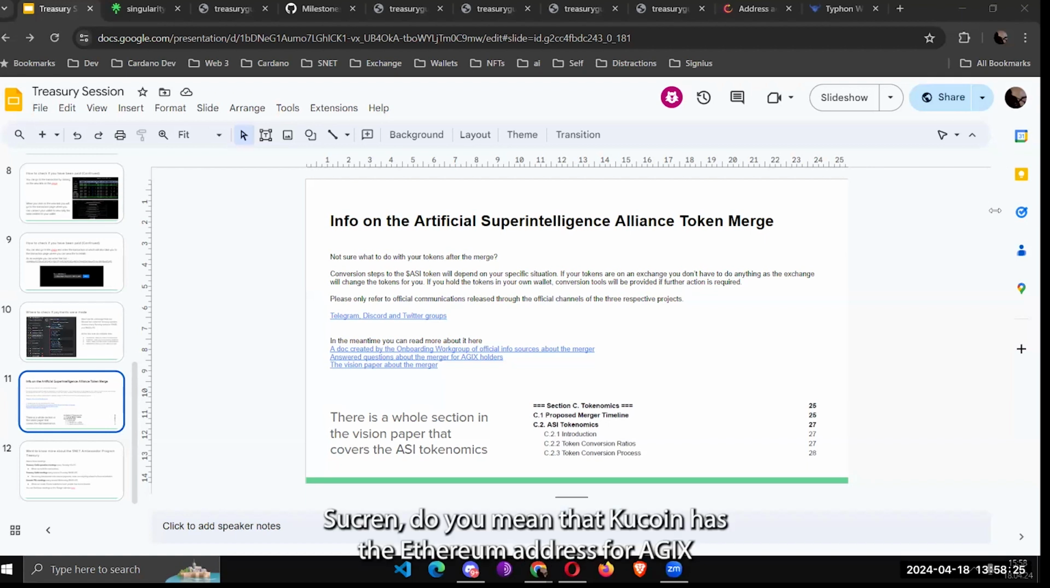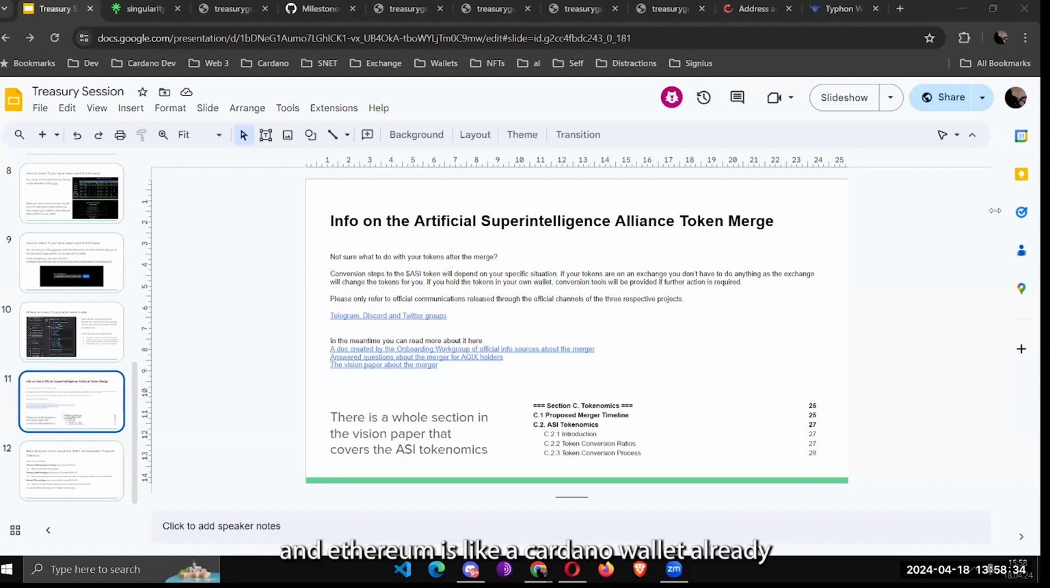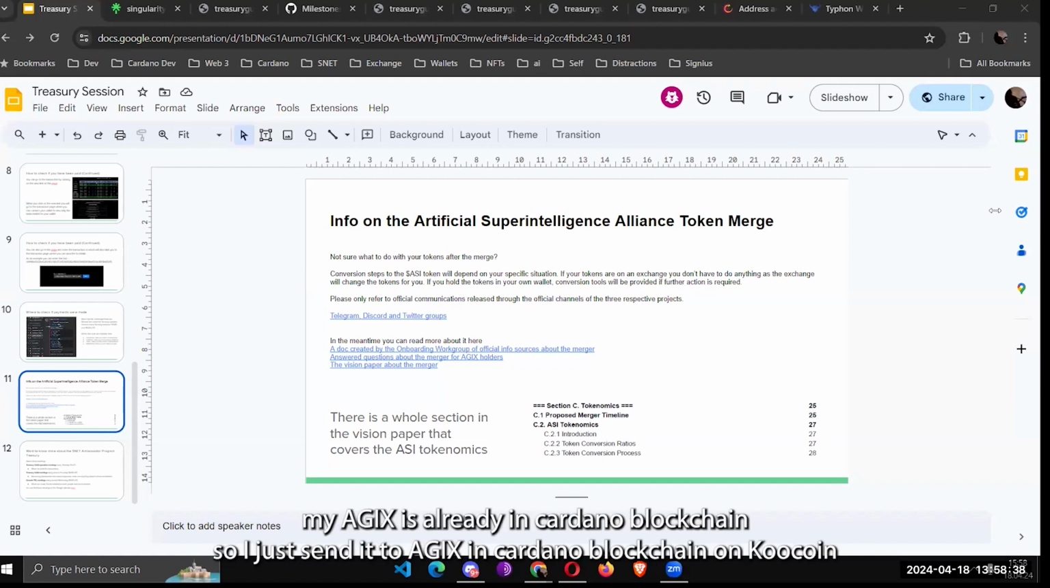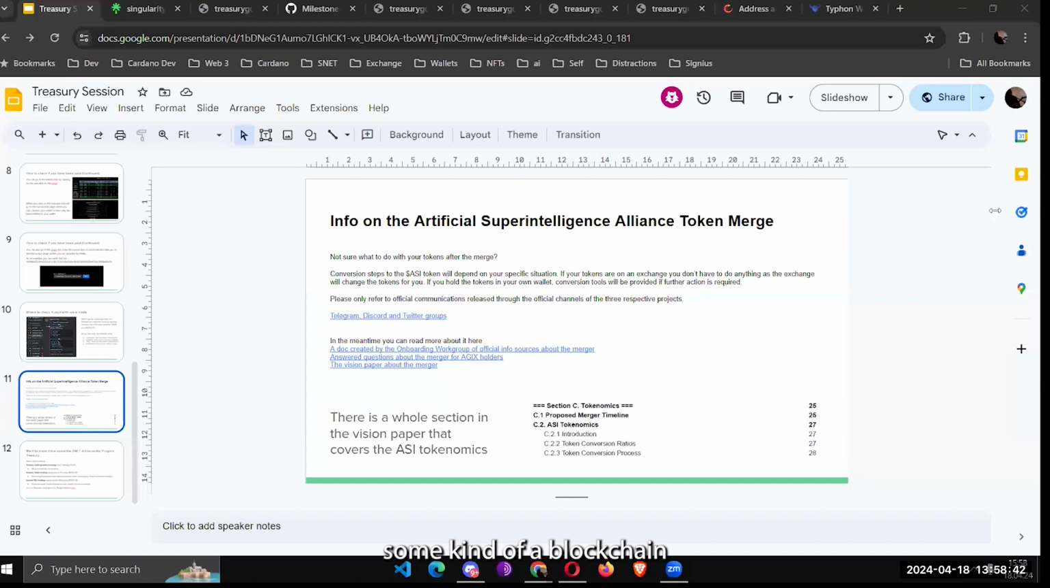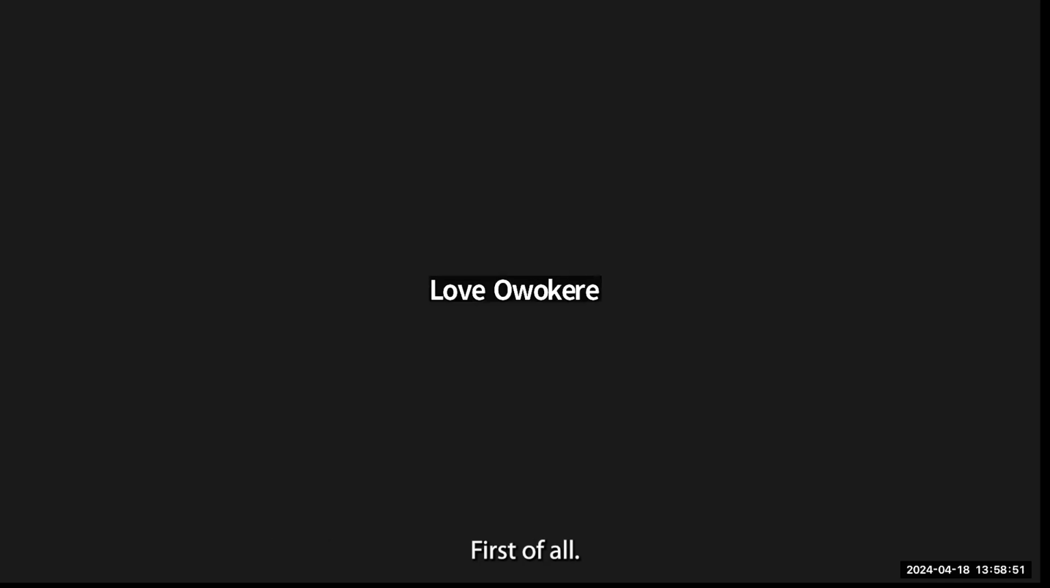Sukru, do you mean that KuCoin has the Ethereum address for AGIX? I've not tried it before. It depends on the wallet you use. I use Eternl, and Eternl is already a Cardano wallet. So my AGIX is already on the Cardano blockchain. I just send it directly as AGIX on the Cardano blockchain to KuCoin, so it goes there directly. I don't need to swap to ADA or anything else first. Oh, okay, got it.